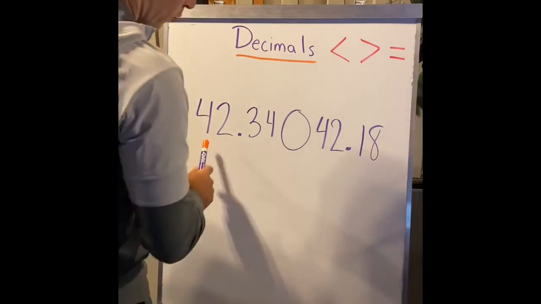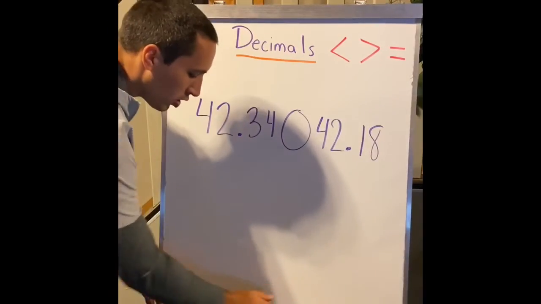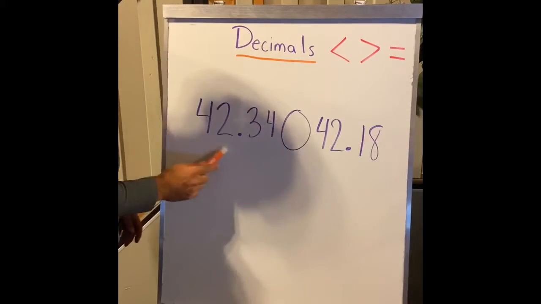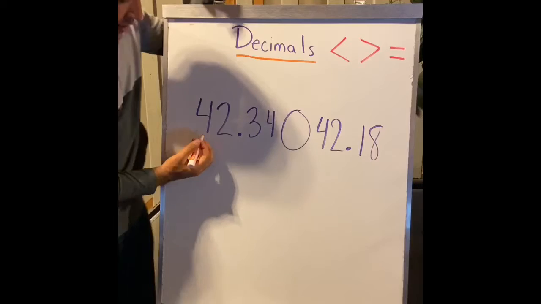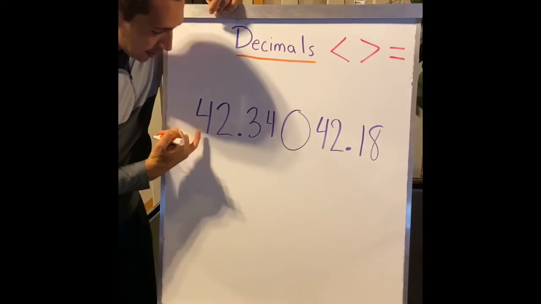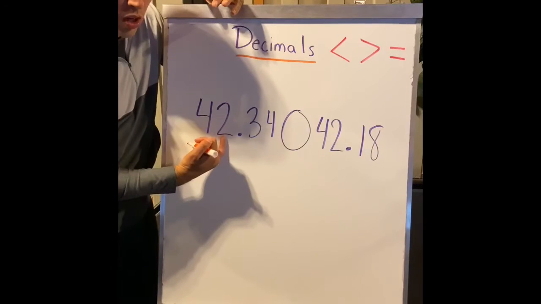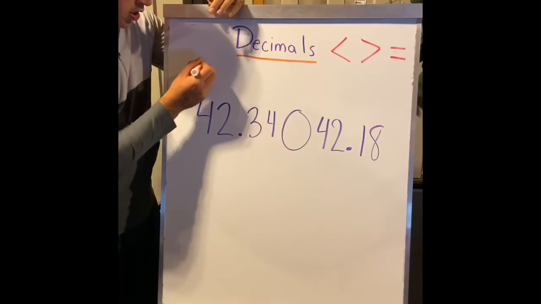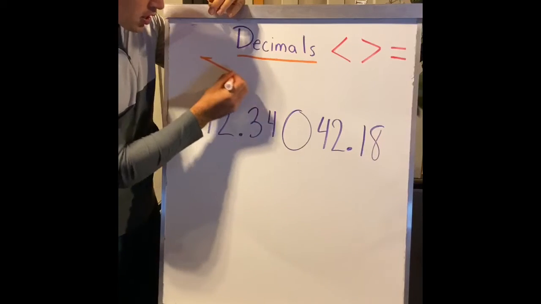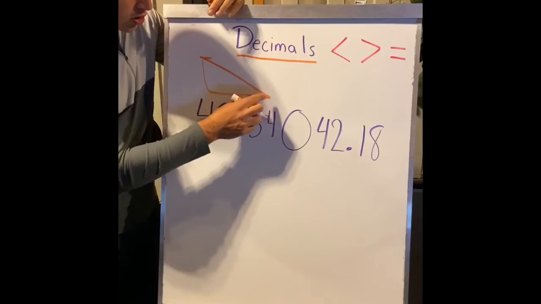Here's our next problem. 42 and 34 hundredths versus 42 and 18 hundredths. So when we look at this, we both have 42. All right? So remember, when you look at a number, this number has 4 tens. Tens is going to be the largest. 2 ones, that's the next largest. 3 tenths, 4 hundredths. So when your number gets bigger to smaller, tens are the biggest ones, so it goes down that way.